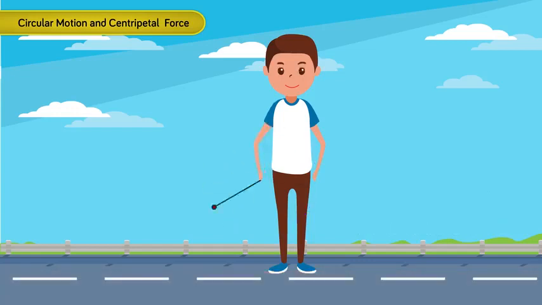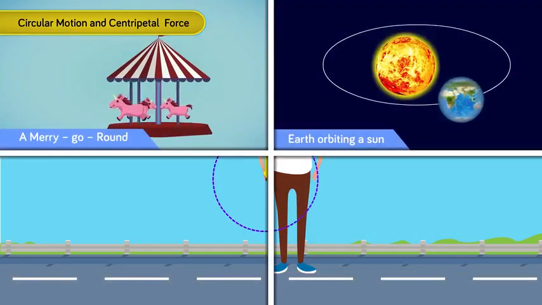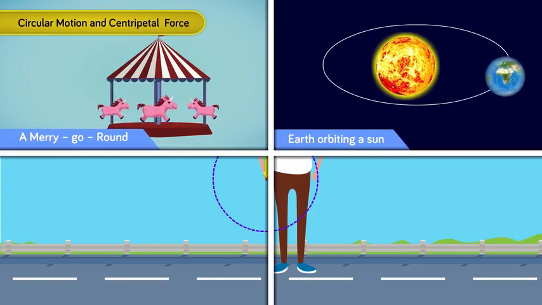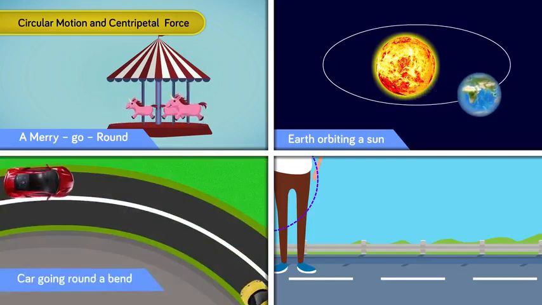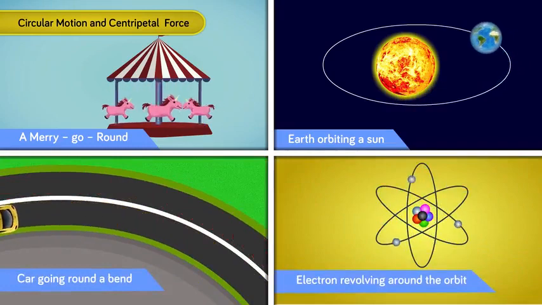Here are some common examples of centripetal force in our day-to-day lives. First, a merry-go-round. Second, Earth orbiting the Sun. Third, a car going round a bend. Fourth, an electron revolving around the orbit.